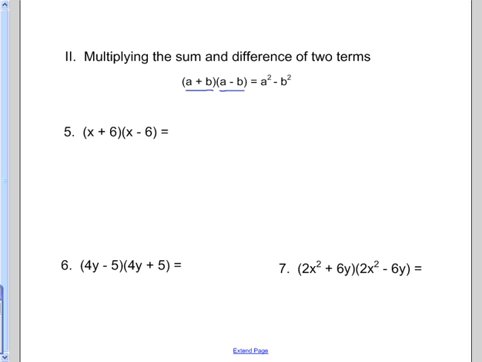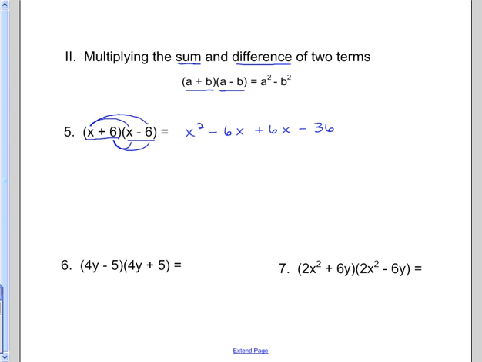So we're multiplying the sum, which is the x plus 6, times the difference, the x minus 6, of two terms, x and 6. Yes, we can do this by the FOIL method, which would be x times x, x squared. X times negative 6 would be negative 6x. 6 times x, positive 6x. And 6 times negative 6 would be negative 36.